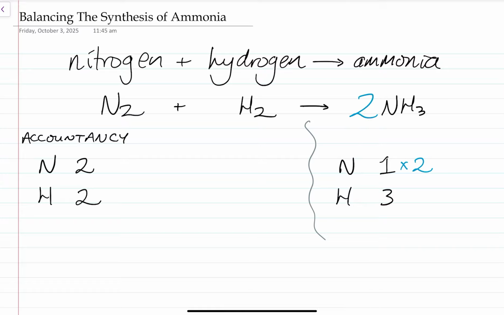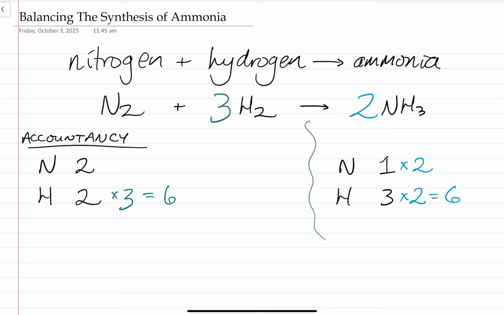And if I do that, well, I got to multiply these guys by 2 as well, which turns them into 6. Which means I got to multiply that hydrogen by 3 to get 6. So that tells me the coefficient there. So that's accountancy method, okay?